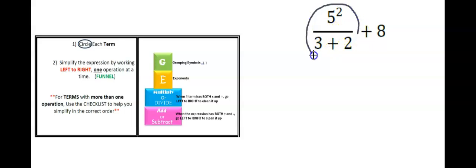So this is one big fat term. And then this is our second term. There's only 2 terms here. All right, so we're going to do this one right here: 5 squared divided by 3 plus 2.